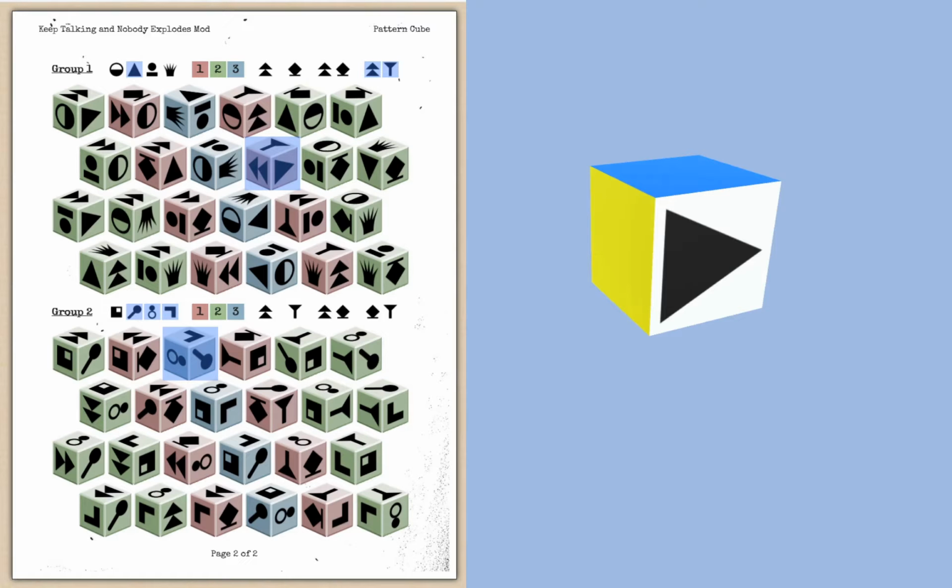Looking at the manual, we can see that the cube that we've highlighted here has the triangle in the correct place and in the correct orientation. So we can immediately fill in the other 2 shapes.